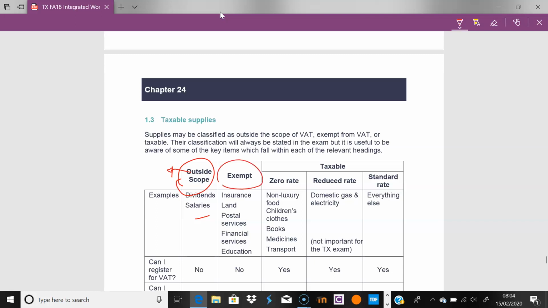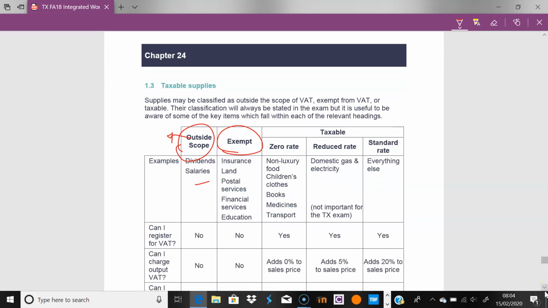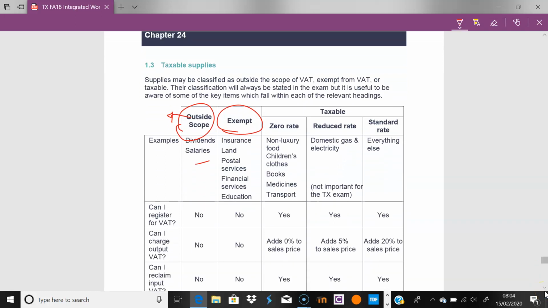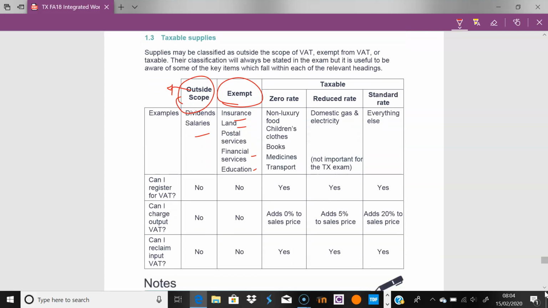When we talk about VAT being exempt, it just means that HMRC or the government have chosen to leave it out. Who knows, one day it might be brought back in, but the key point right now is that it is exempt. So it is within the scope, it's just not looked at. If it's exempt, anything you're dealing with such as insurance or land or financial services or education, no one is interested. There's nothing you can do. You cannot register, you cannot reclaim.